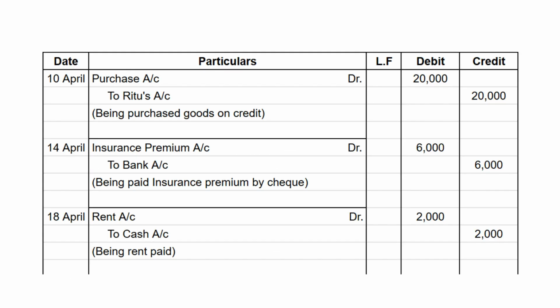18th April, rent account debit 2000 rupees on the debit side and to cash account 2000 rupees on the credit side. And the narration is being paid rent.